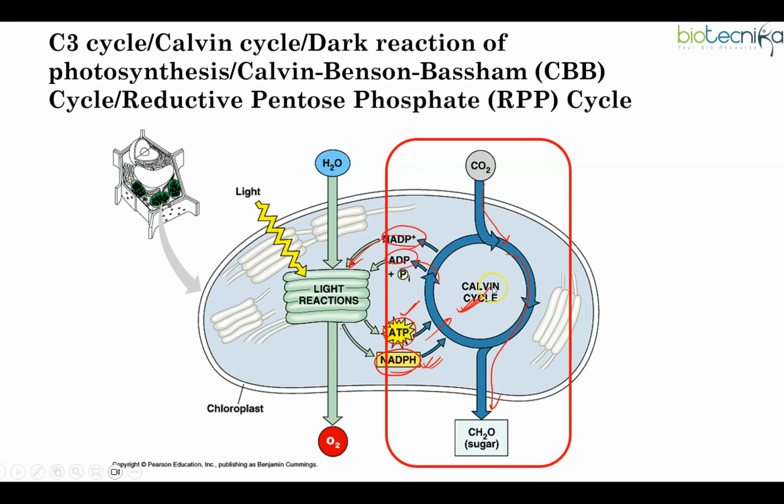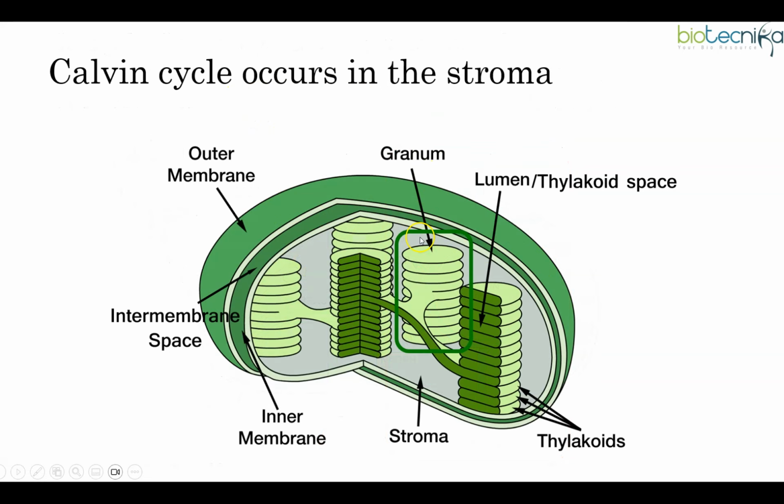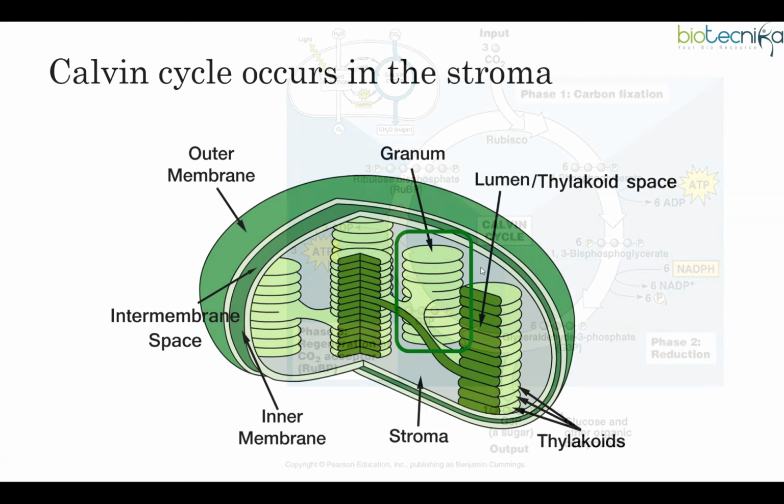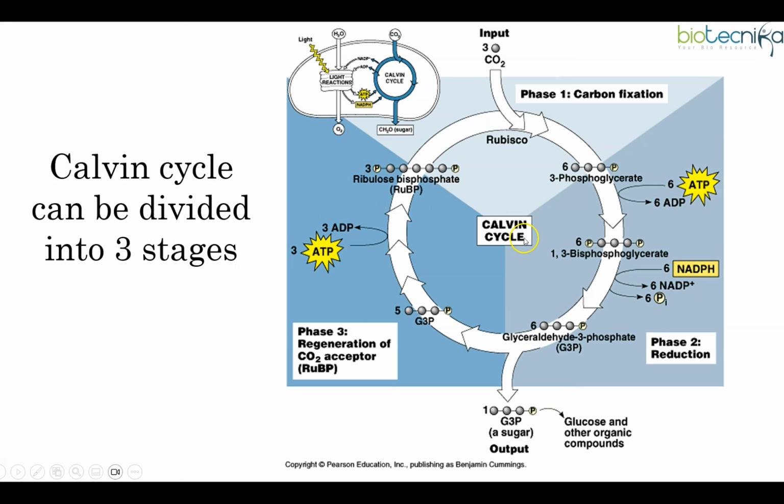Okay, let's see the detail of this particular process, that is the Calvin cycle. This process doesn't require light, but it doesn't need to happen at night only. It's just that it is independent of light, hence the name dark reaction. So the Calvin cycle occurs in the stroma, especially where the ATP and NADPH are getting released. And these are the three important stages of the Calvin cycle.